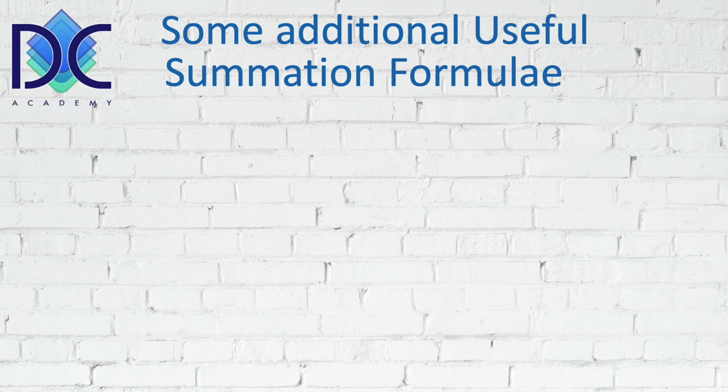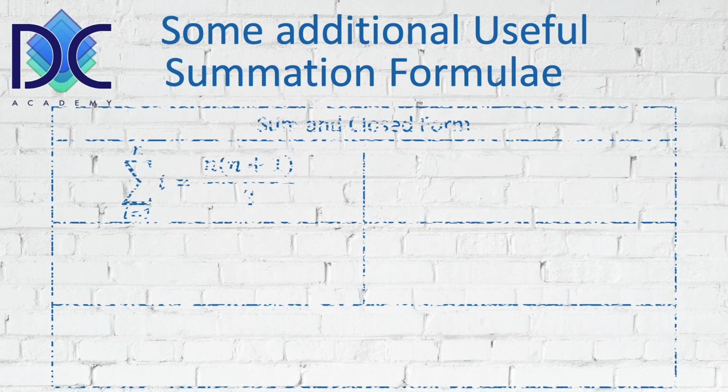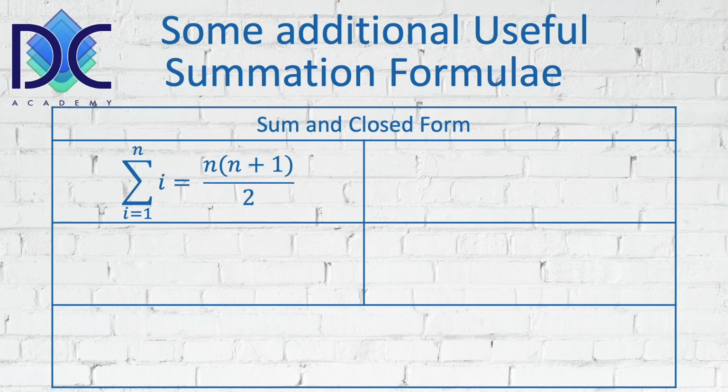Now we can look at some other summation formulas. We can look at the sum and the closed form. When we look at the sum of the positive integers, i equal 1 to n, we find that the sum of them is n times n plus 1 divided by 2. This is also a very interesting sequence that we can consider.